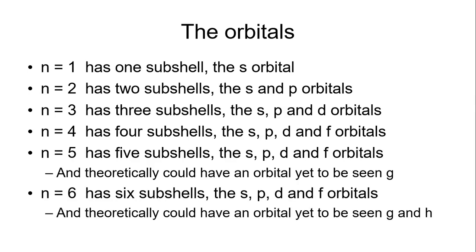6 could have 6 sublevels, but S, P, D, and F are the only ones that are occupied at this point. We also have theoretically a G and H. And 7 has a G, H, and an I. So what does this look like, this arrangement of the orbitals?